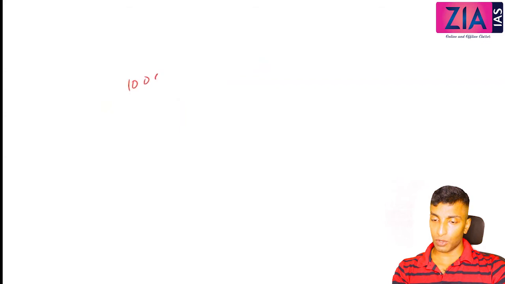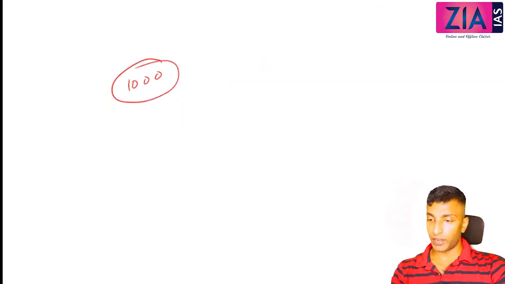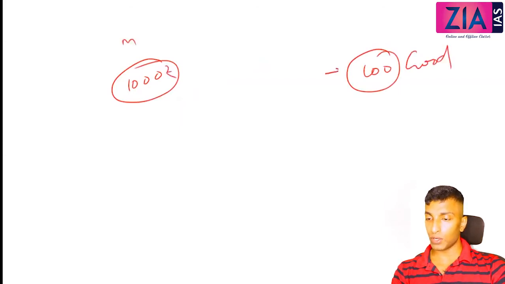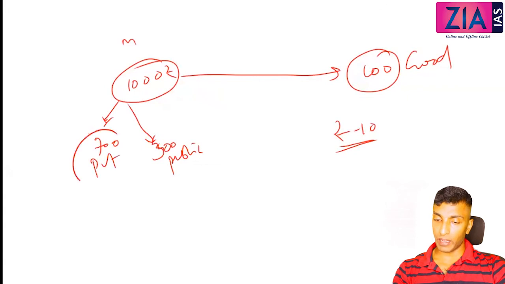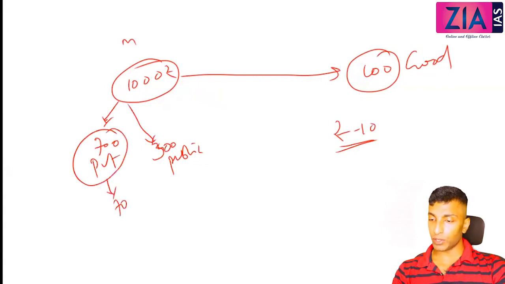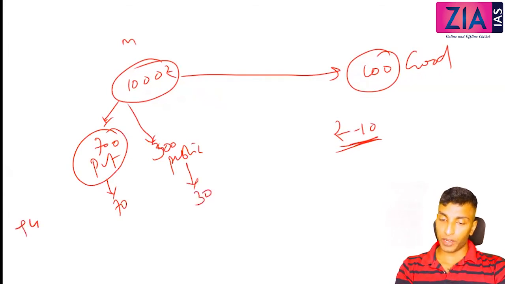Let's say there is 1,000 rupees in the market, and let's say 100 goods are there. So in the market 1,000 rupees, 100 goods. This 1,000 rupees chasing 100 goods. So what is the price of one good? 10 rupees, right? Let's say out of this, 700 is with the private, and 300 is with the public. This is public, this is private. So how many goods can private buy? Private can buy 70 because one costs 10. Public can buy 30.